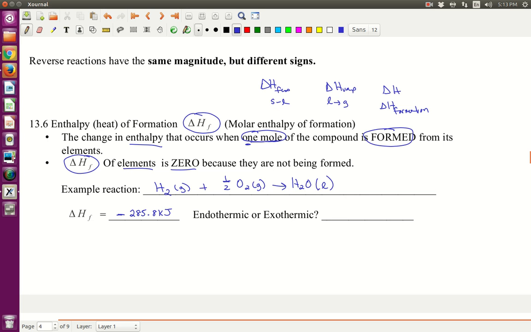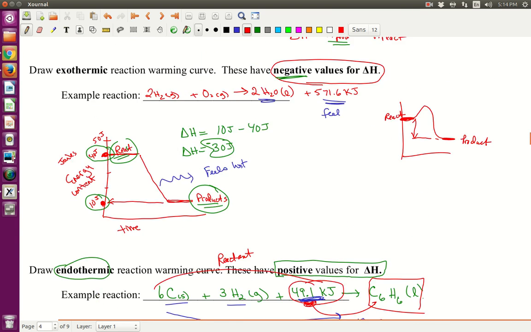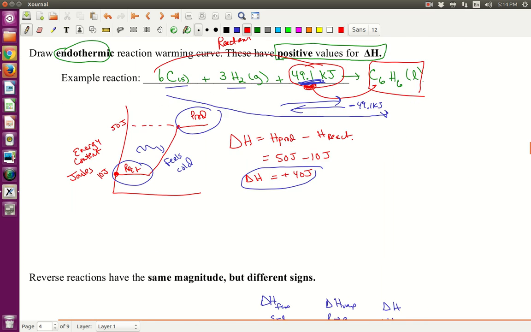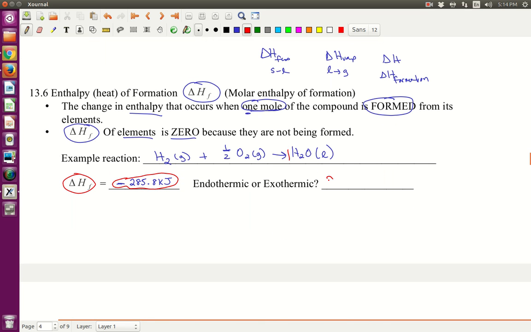You won't have to worry about this, but what I want you to notice is if I have hydrogen and oxygen, I create 1 mole, right here, 1 mole of water. The delta H of formation is negative 285.8 kilojoules. Well, does that mean it's an endothermic or an exothermic reaction? Is the heat leaving or is the heat coming in? Well, if you go back up to our notes, a little bit farther up, exothermic, these have negative values. So this is an exothermic reaction.